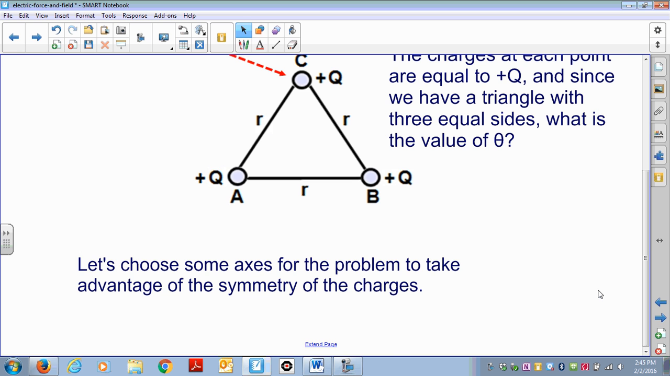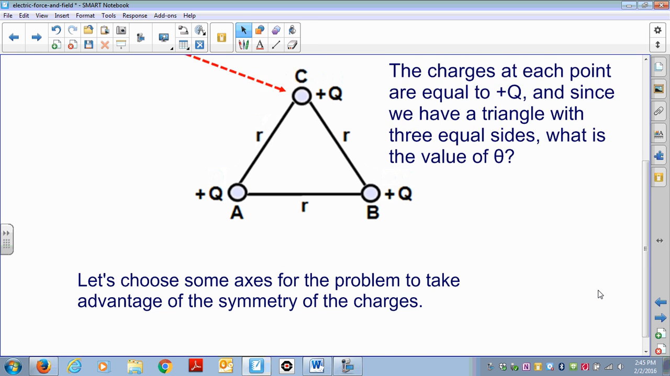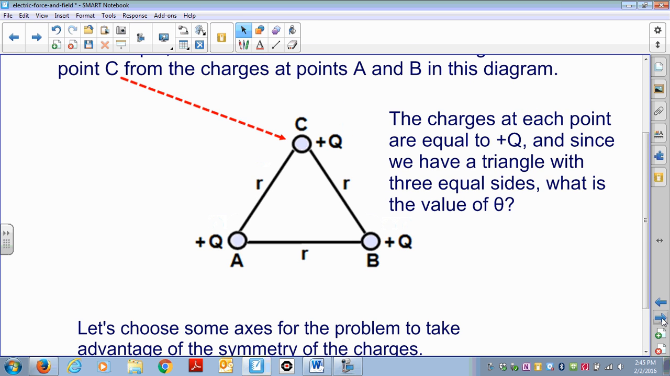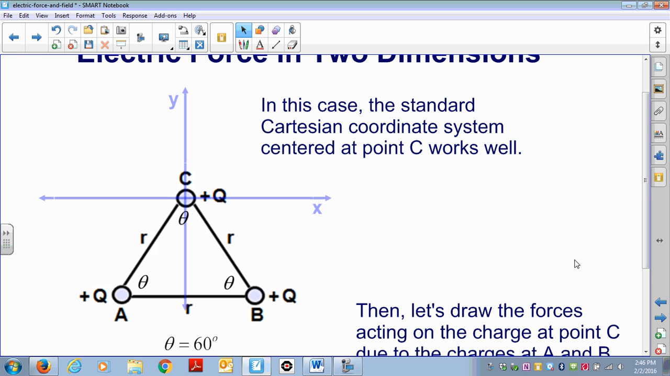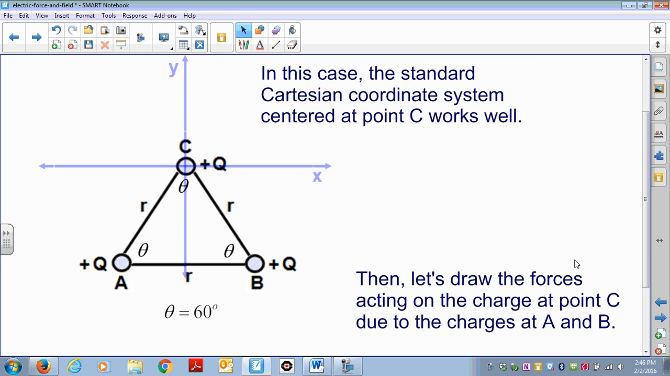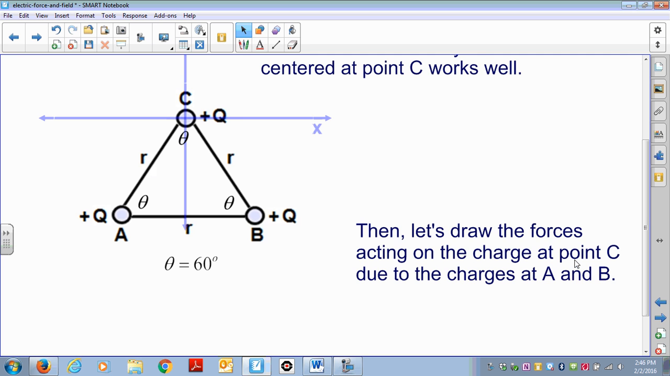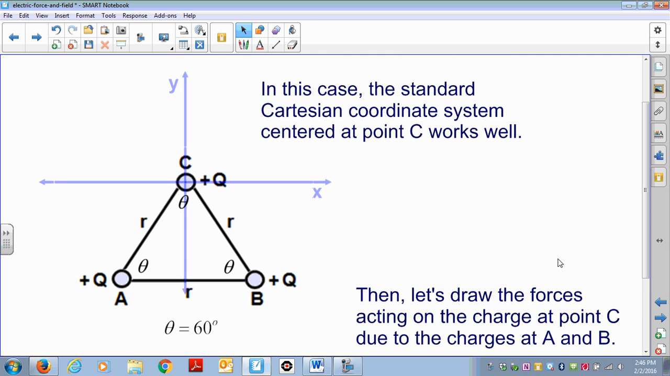Let's choose some axes for the problem to take advantage of the symmetry of the charges as well. In this case, the standard Cartesian coordinate system centered at point C works well. Then let's draw the forces acting on the charge at point C due to the charges at point A and point B. Again, you should have gotten a 60-degree angle for theta. Now we're ready to find the force on C by A and the force on C by B.